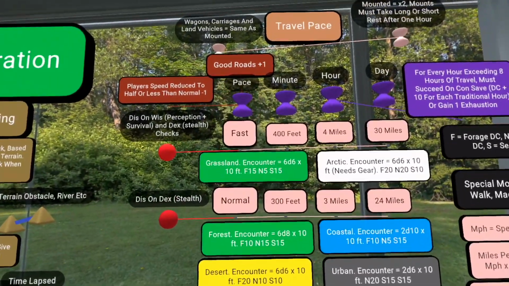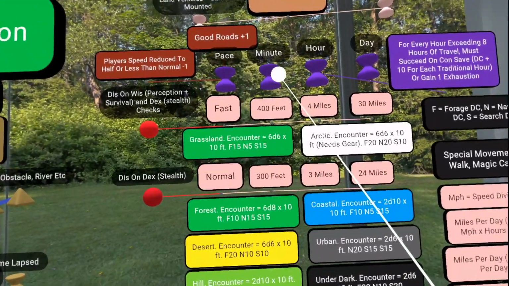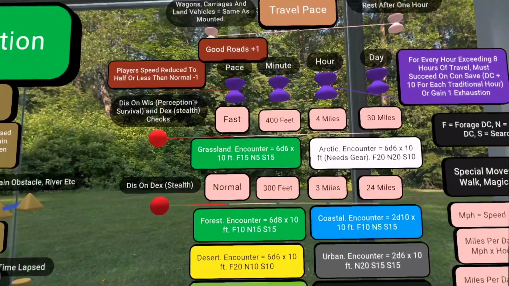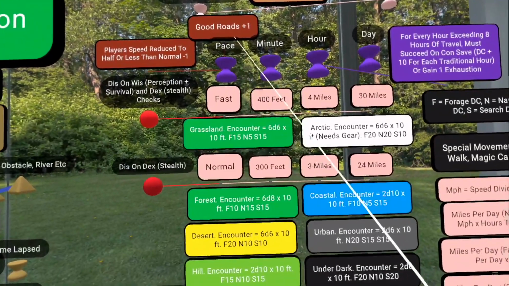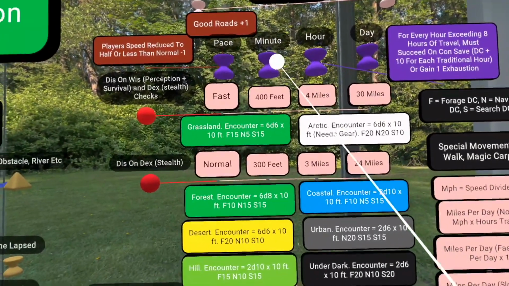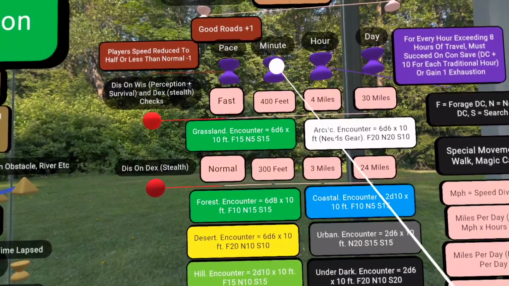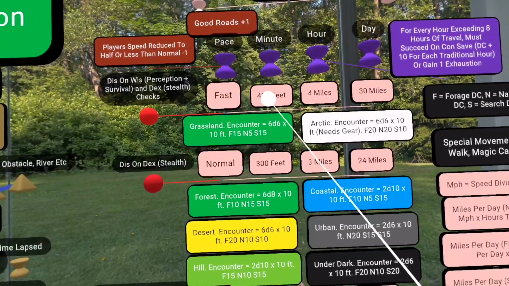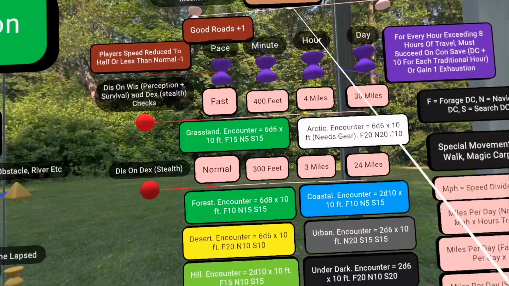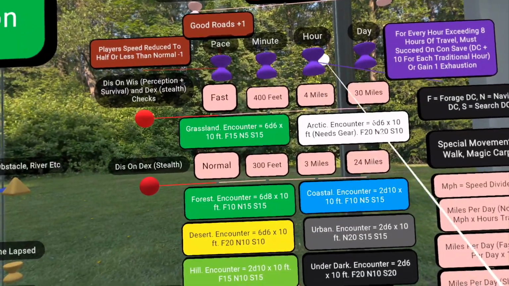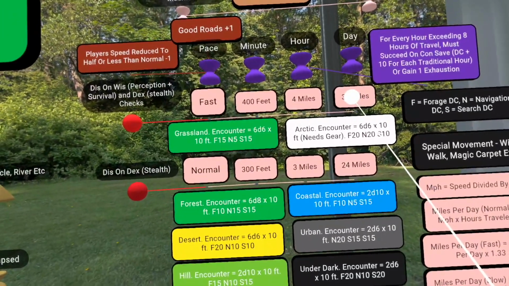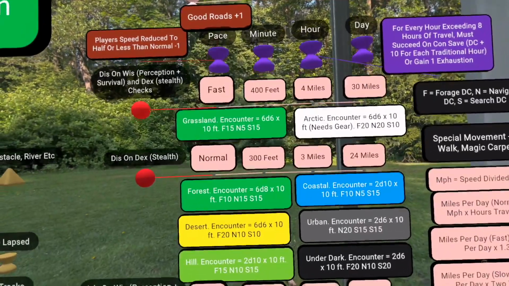So just back to this again. Again, this is just showing you travel pace. So it's showing you up here at the top, this top line represents how much time is passing. So every minute, if you travel at a fast pace, you travel 400 feet. Every hour, 4 miles. Every day, 30 miles, right?